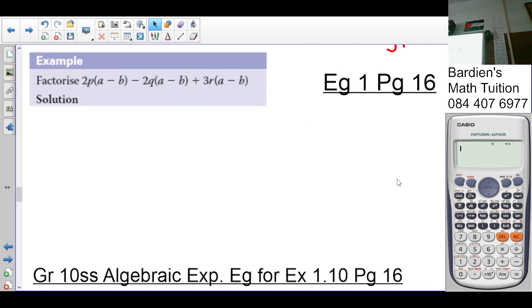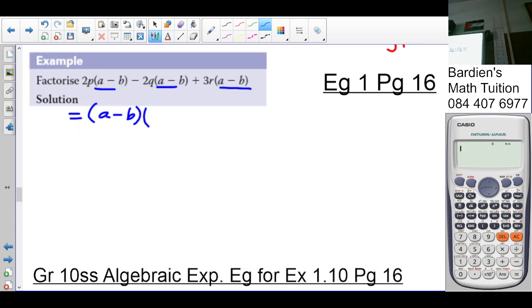So what we have is 2p into (a minus b) minus 2q into (a minus b) plus 3r into (a minus b). As you can see, there are three terms. And what is common in the three terms? A minus b. Okay, so you got a common bracket. So we take out (a minus b) as a common factor. We are then left with 2p minus 2q plus 3r. Okay, so then the sum is factorized.